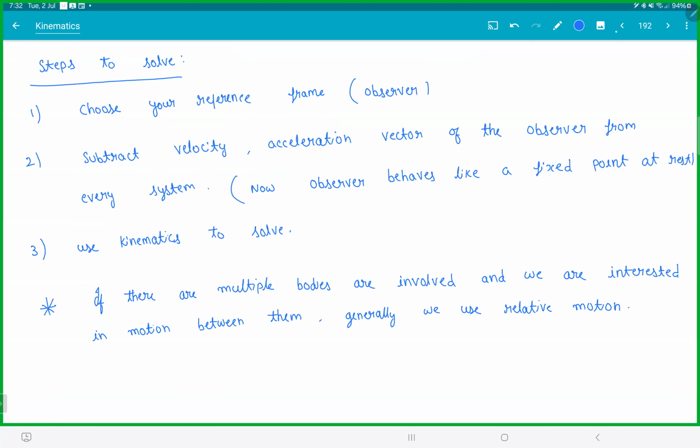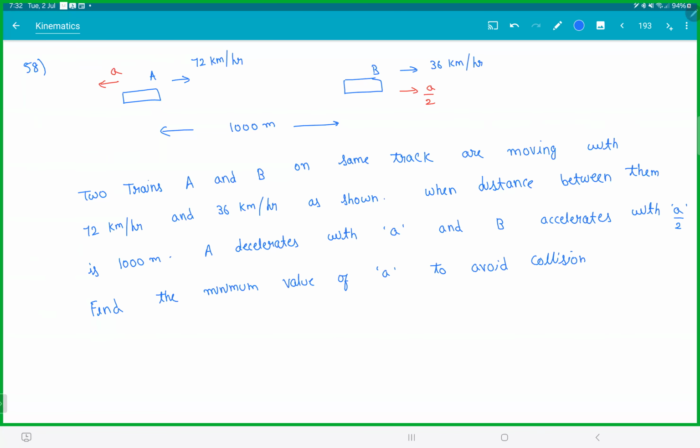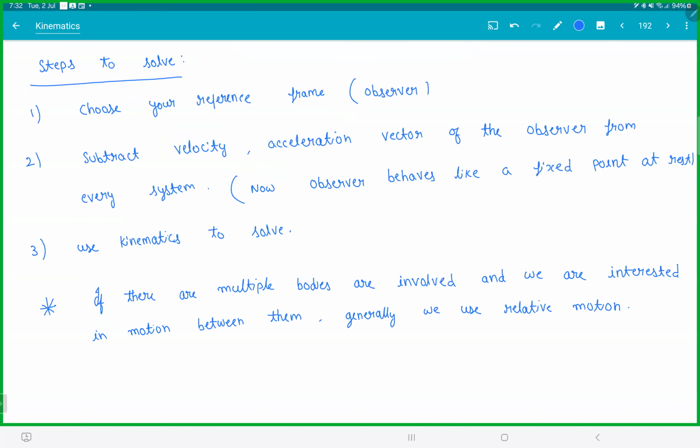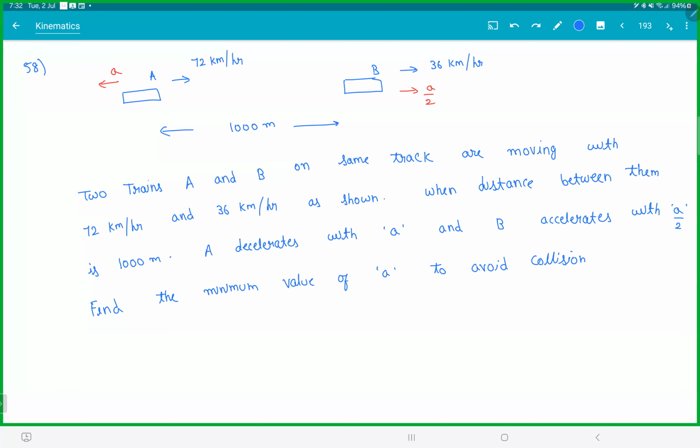Remember the process. Step 1, choose your reference frame. Here there are two trains A and B. You can choose any one. For simplicity, since we all are on the same track, let's choose B. We are going to stop B, and then subtract the velocity, acceleration, and then use kinematics. Give it a try. Easy one. I'll give you a minute or two, then I'll show you.